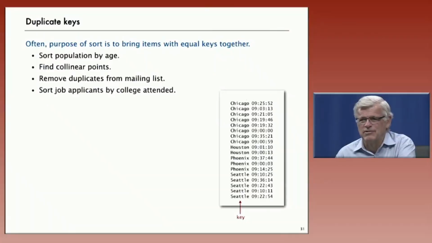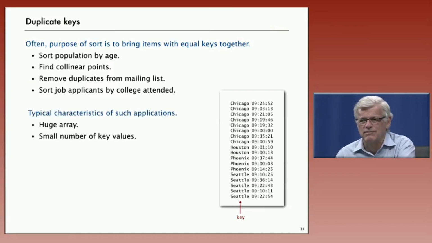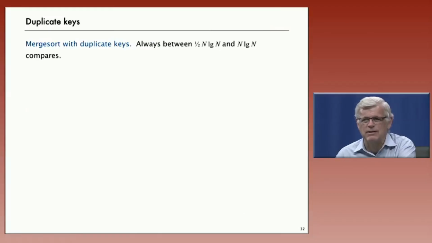And there's plenty of other examples like that in data processing, where maybe we remove duplicates from a mailing list, or with all the job applicants that we get, we might want to sort them by the college attended. So there are huge files with huge numbers of duplicate keys. For our sort, it's worthwhile to take a careful look at what the implication of that is. Again, typical characteristics: we have a huge file, but a small number of different key values. So let's look at our algorithms in that situation.